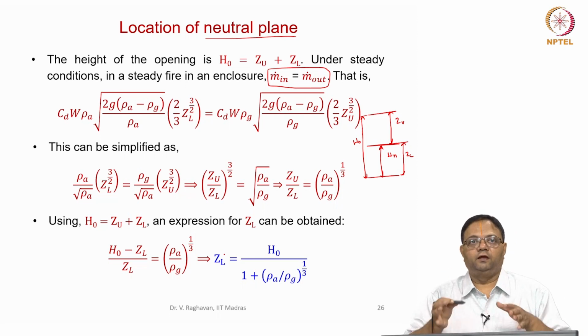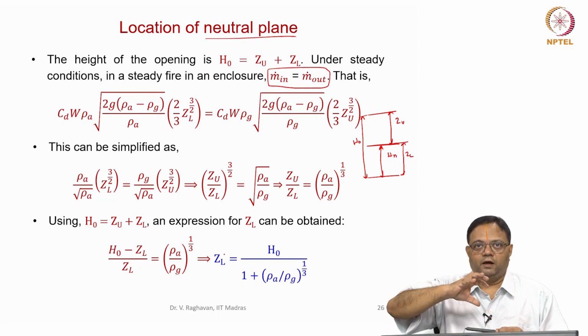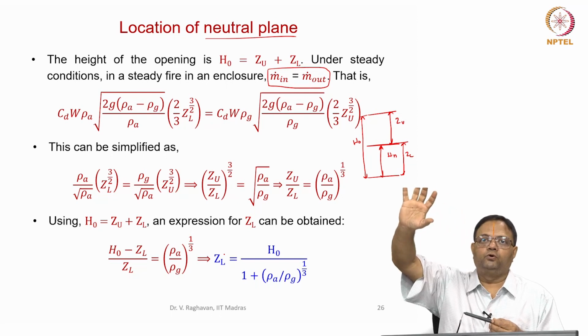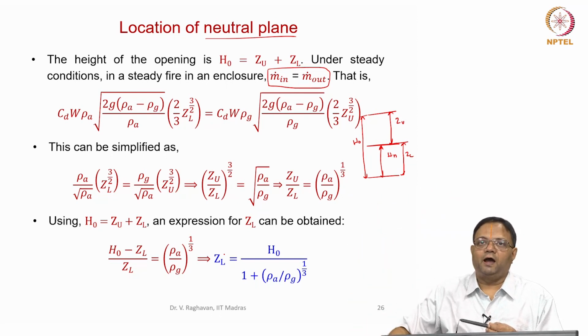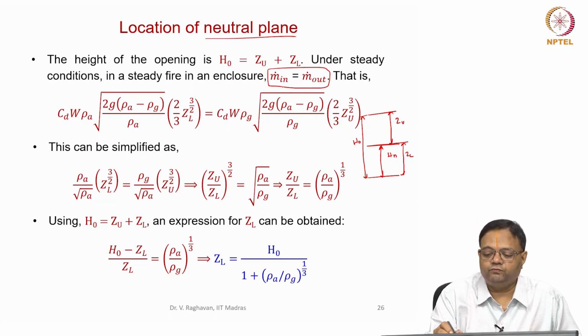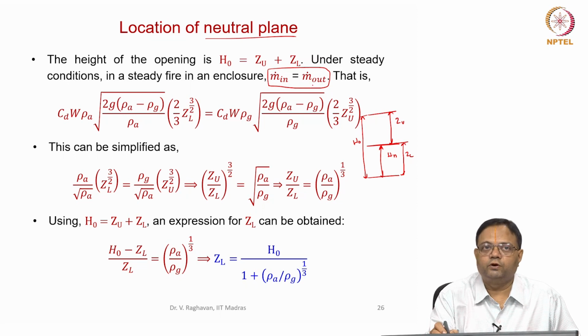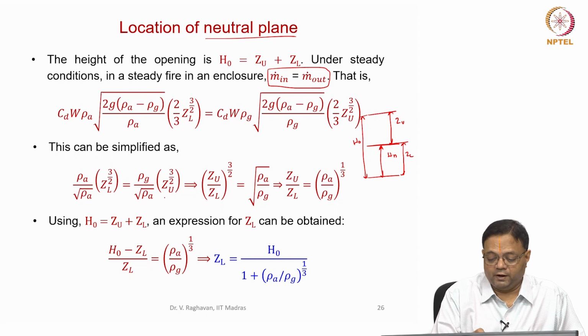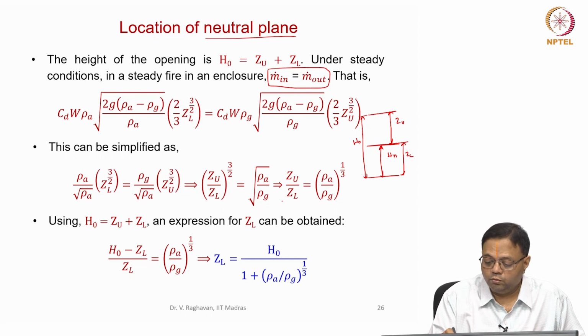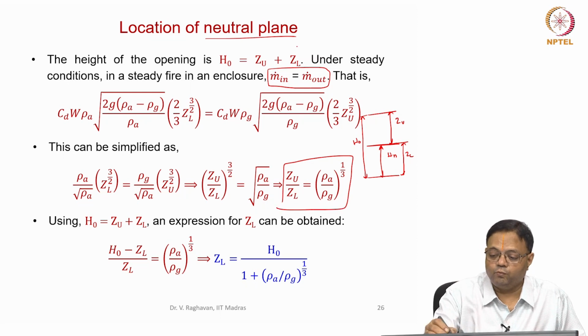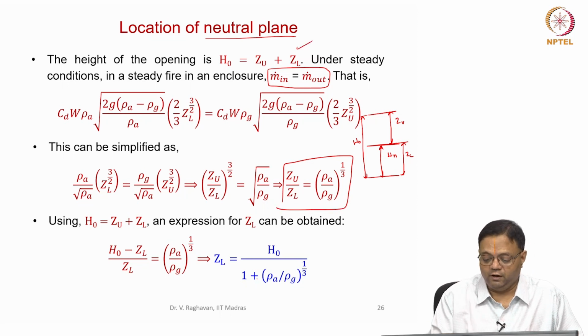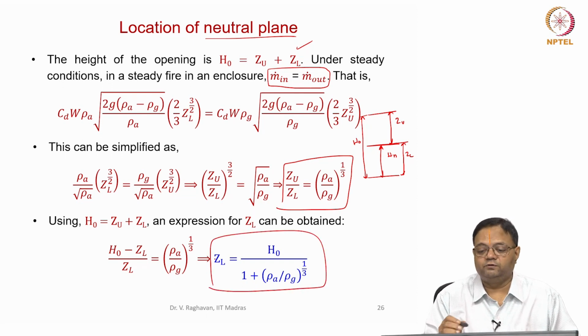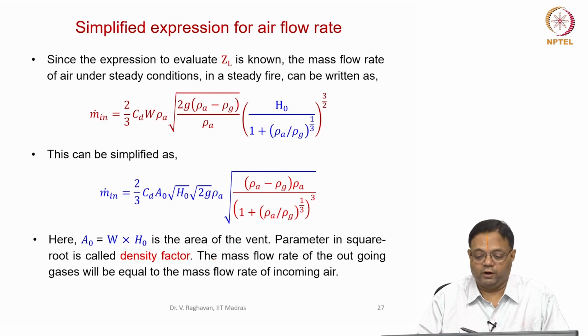Steady fire is steady. Okay, so the amount of smoke or the hot gases which are produced goes out steadily. Similarly, air comes in for the combustion. So at that condition, the mass flow rate coming in equals the mass flow rate going out. So when you equate this, I get an expression combining this Zu and Zl like this, and we have one more expression, H0 equal to Zu plus Zl. So from this I can find the value of Zl. Once I know the value of Zl, Zu can be found and I can get the mass flow rates.